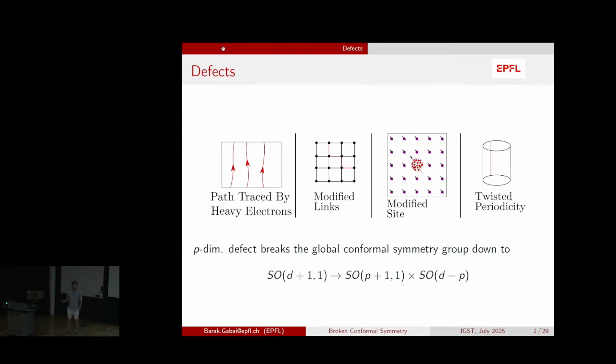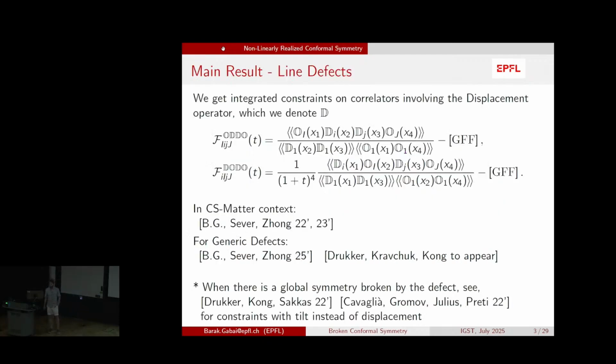It breaks the conformal symmetry group down to the conformal symmetry group on the defect and rotations around the defect, right? So the symmetry that is manifest and easy to use is the smaller symmetry group that you've broken things down to. But I'll try to explain today how you can still take advantage of the full conformal symmetry group. So let me jump to the main result first and then get into the details.